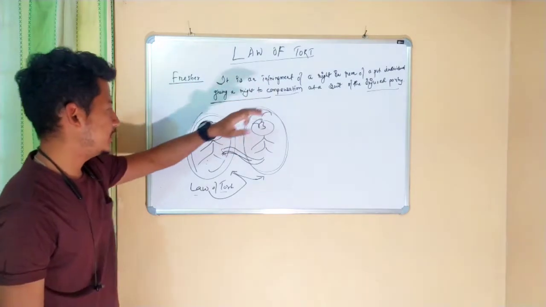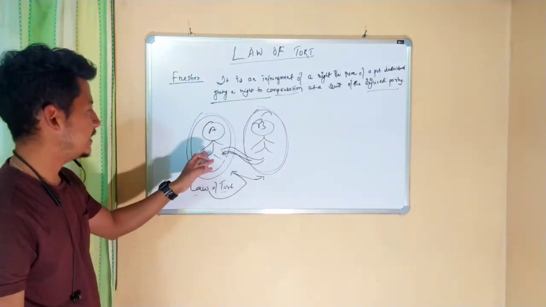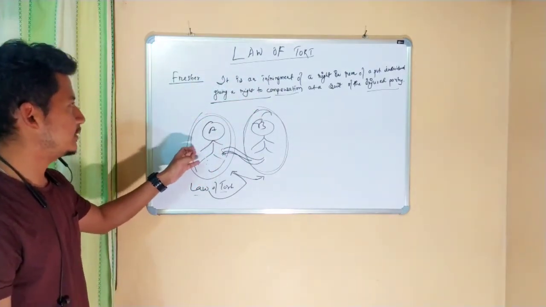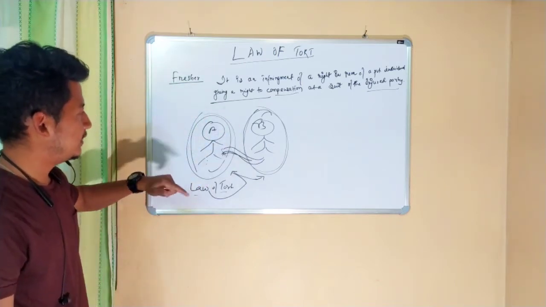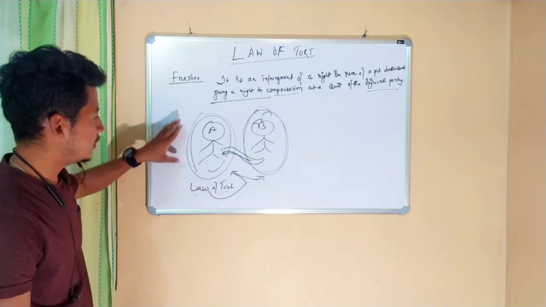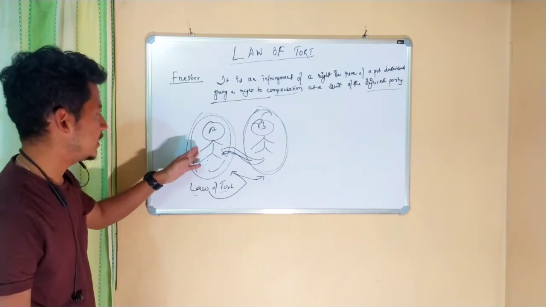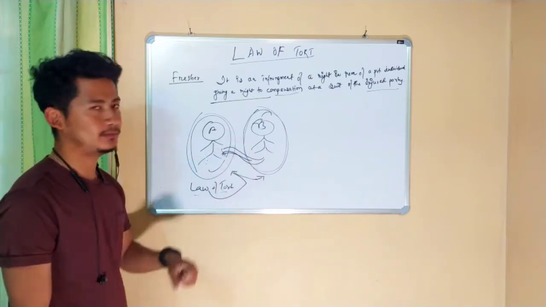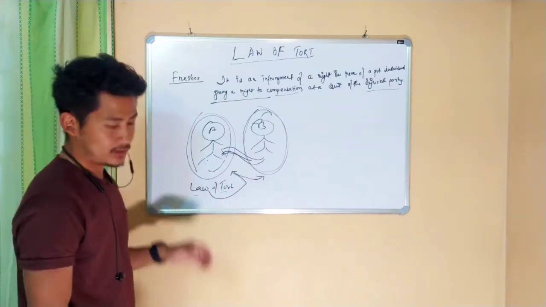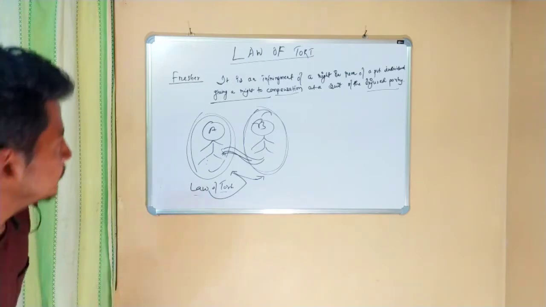That is, it is an infringement. It is a violation of the right in rem, that is, a right of a private individual which is being violated by another person. And the law of tort gives the injured party a right to file a suit for compensation from the other party, the wrongdoer. So I hope this definition is clear to you now.